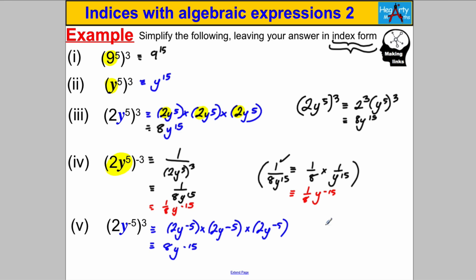And I could have done it a quick way. I could have said 2y to the negative 5 cubed is 2 cubed and y to the negative 5 cubed, which would have been 8y to the negative 15 as I got here. So these last three, I expect them being quite tricky for you, but just watch and try hard and keep practicing those types, and you will eventually get it.